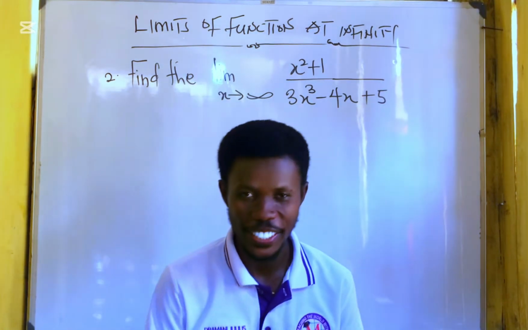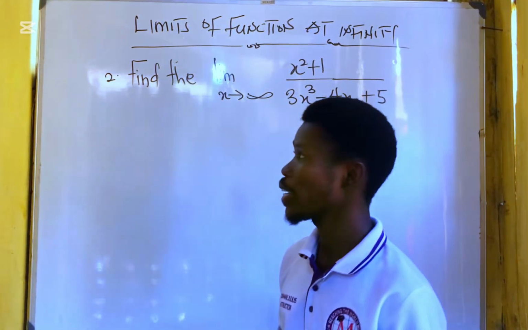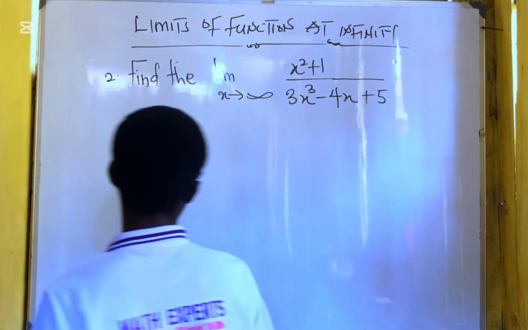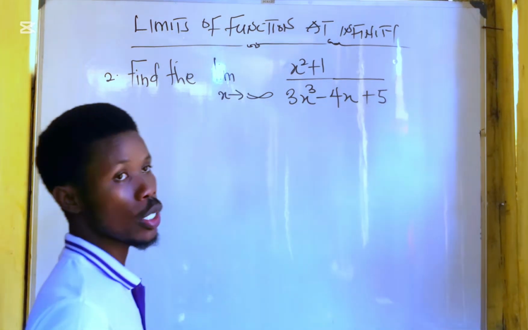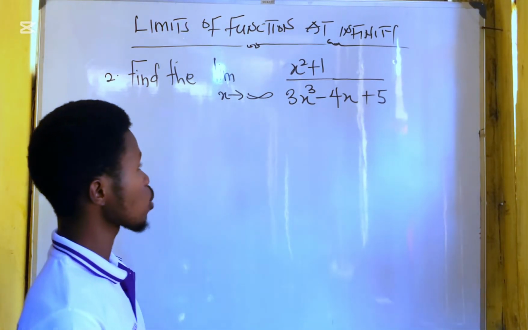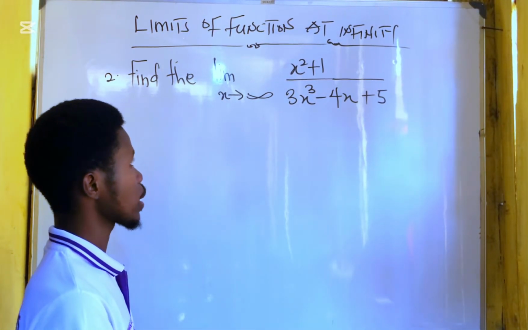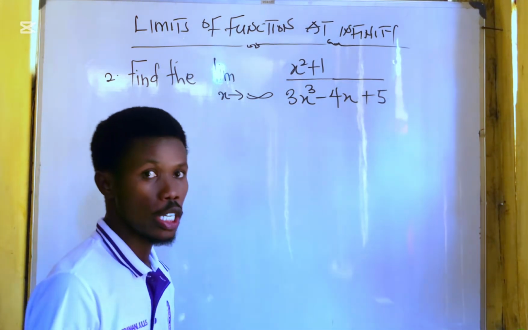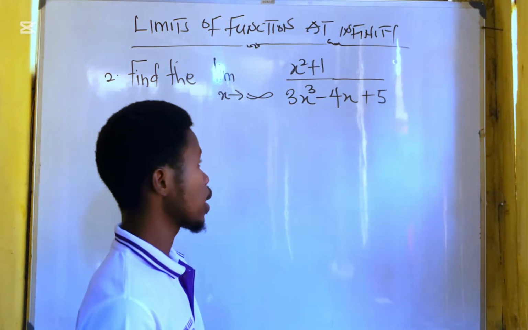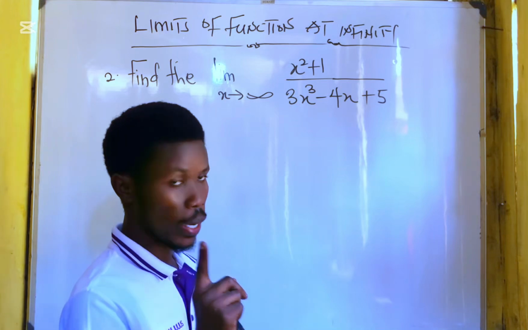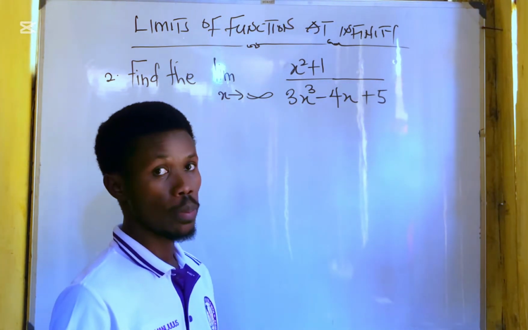Yes, so this is example 2, where the question says you should find the limit as x approaches infinity of x squared plus 1, all divided by 3x cubed minus 4x plus 5. So here you have to find the limit at infinity. Remember that. At infinity, I've already explained the rule to you.